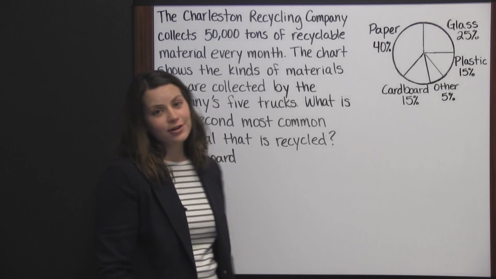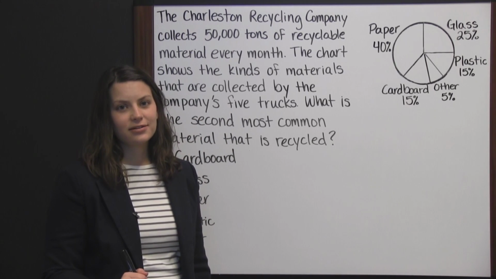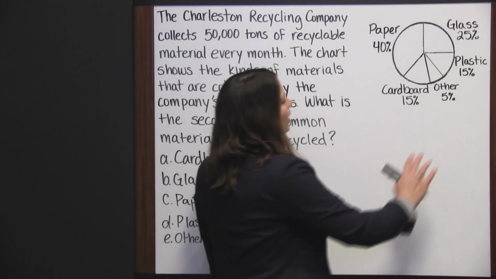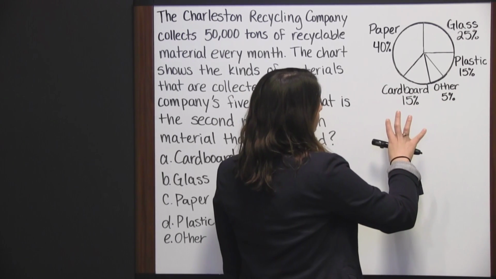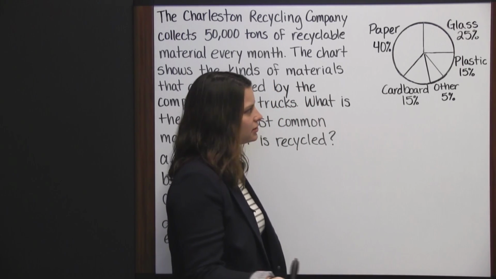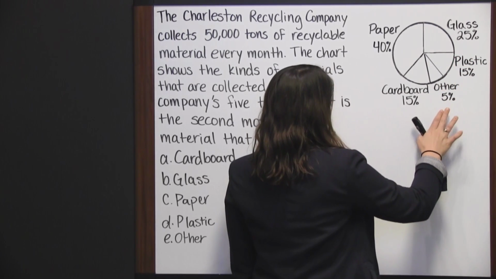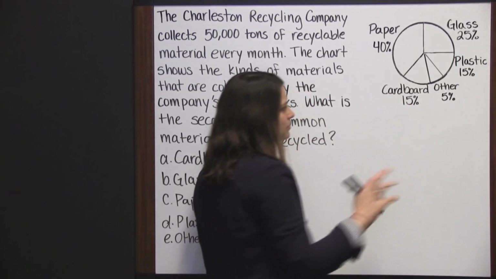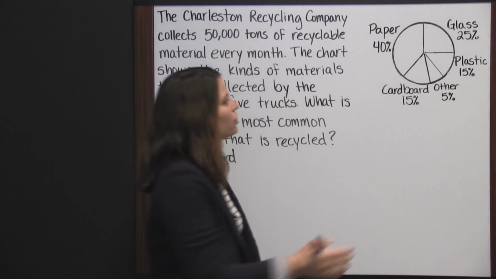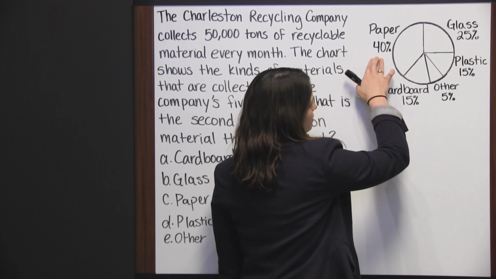This is a pie chart, and a pie chart is a visual representation of data. The data represented in the chart will add up to a total of 100%. 40% plus 25% plus 15% plus 5% plus 15% is a total of 100%. The larger the slice, the larger the percent.